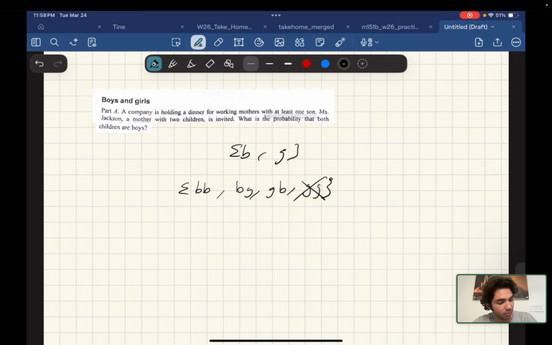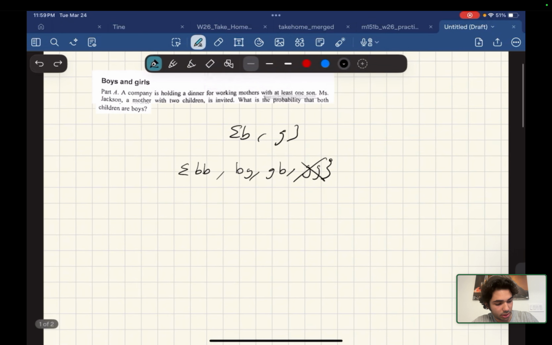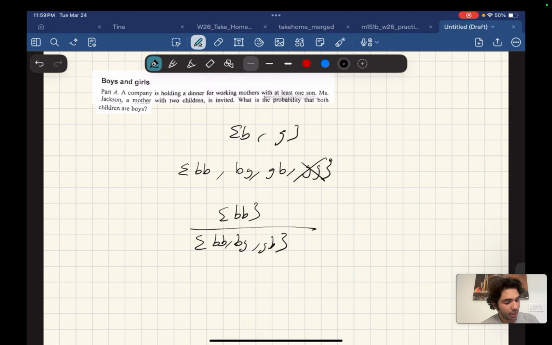So we're asking what's the chance of both being boys out of all the options? It's boy boy over boy boy, boy girl, and girl boy. We say boy girl and girl boy because there are two ways to have opposite genders, right? They can be a boy then a girl, or a girl then a boy. Since they're all equally likely to occur, it's 1 out of 3.